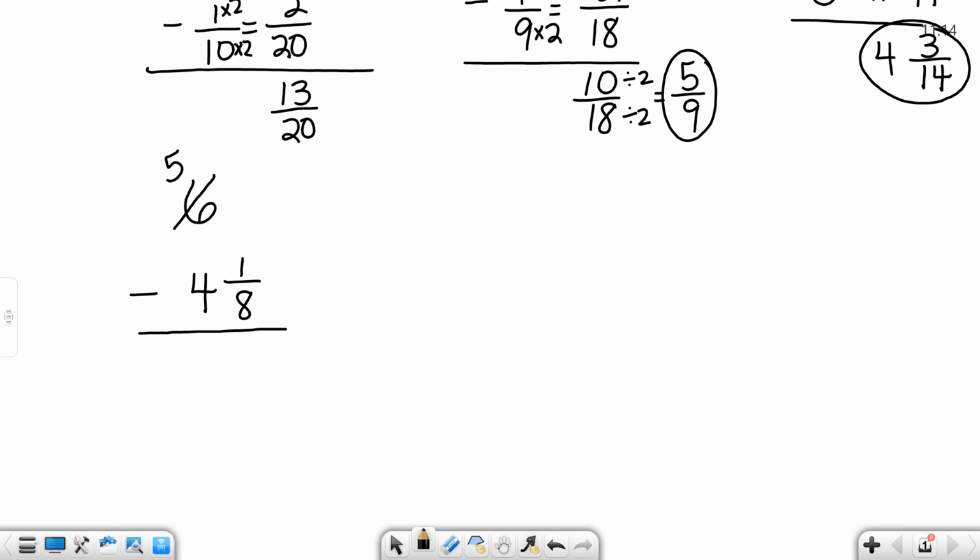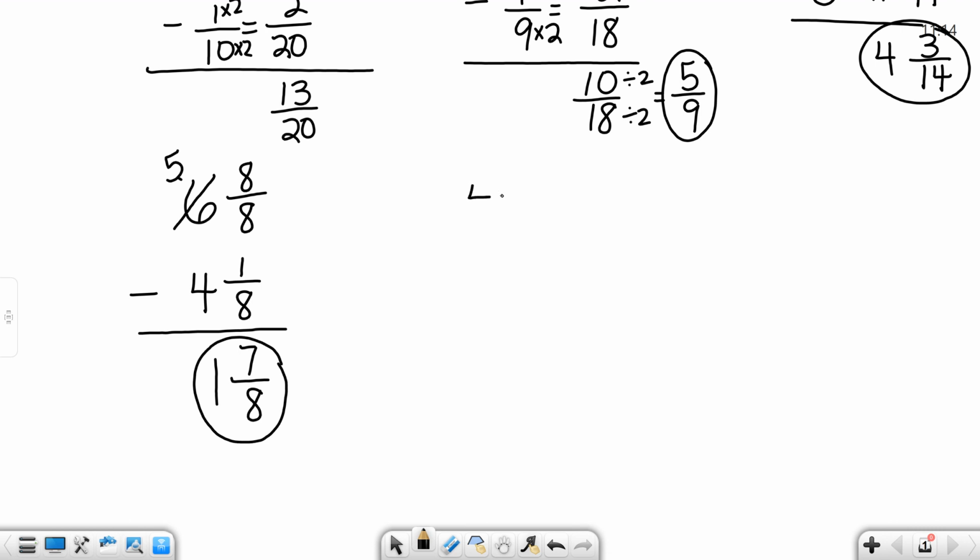So we're going to write the 1 that we borrowed from the 6 as 8/8. 8/8 is equivalent to 1 whole. So this still equals 6 up here. You've got 5 and 8/8. That's 5 plus 1, which is 6. But now we've put it in a form where we can subtract from it. 8/8 minus 1/8 is 7/8, and 5 minus 4 is 1, and that would be our answer for that one.